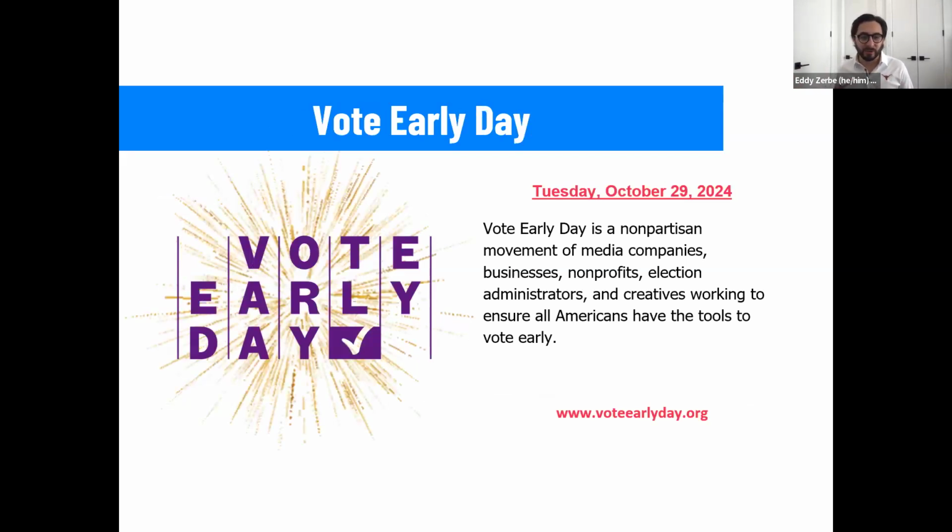The next holiday is Vote Early Day, which takes place Tuesday, October 29th of 2024, which is a nonpartisan movement of businesses, nonprofits, election officials, influencers, and tech companies that are all dedicated to making sure all Americans know about and take advantage of their options to vote early. Ultimately, Vote Early Day's goal is to create a culture around the idea that Election Day is the last day to vote, not the only day to vote, and giving voters the tools to cast their ballots early. If you want to go to the next slide.